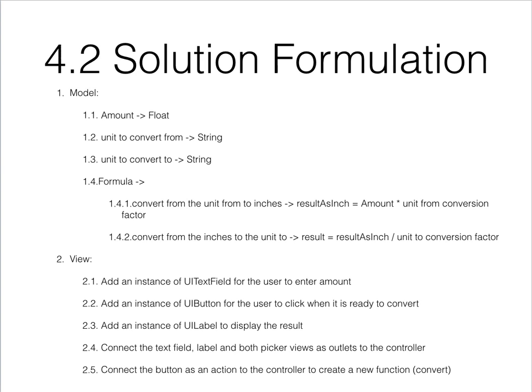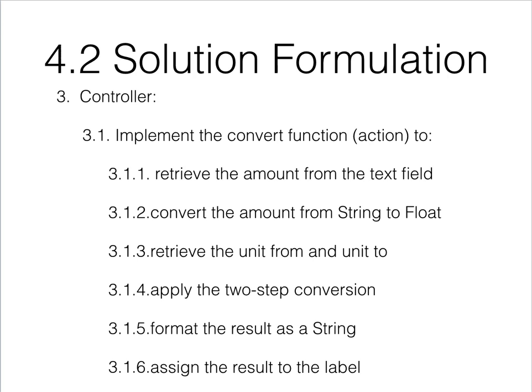Add an instance of UIButton for the user to click when ready to convert, and then an instance of a label to display the result. We're going to need to connect all of these as outlets so we can retrieve and manage the data, but the button we're going to connect as an action to create a new function. For the controller, we're going to implement a convert function, and this function will be connected as an interface builder action to the button.